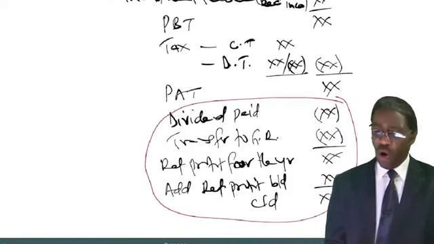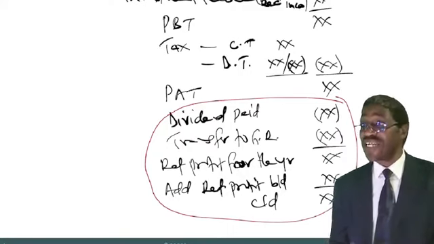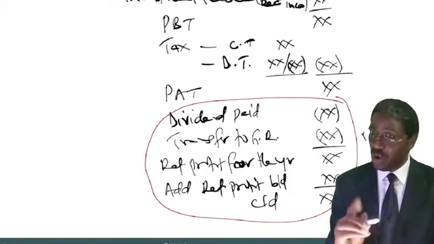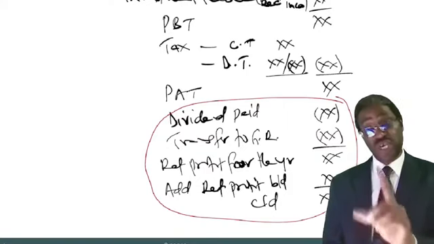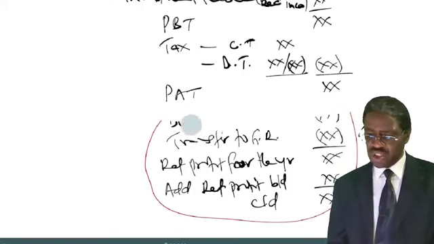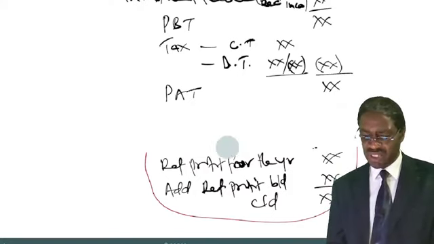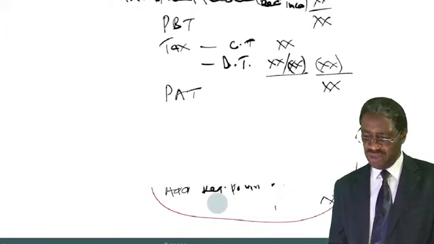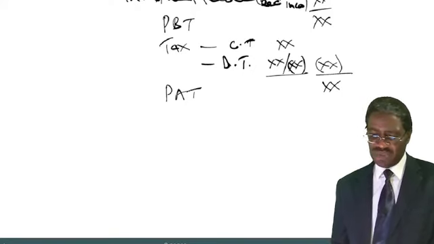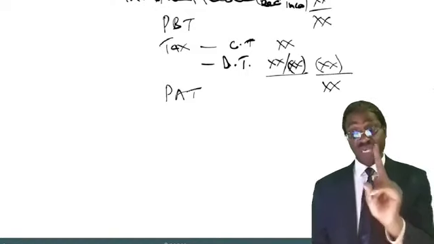No. All these appropriations are done elsewhere. And that elsewhere is what we call the statement of changes in equity. So all these appropriations should not be shown in the income statement. We shall be showing them elsewhere, and that is what we call the statement of changes in equity.